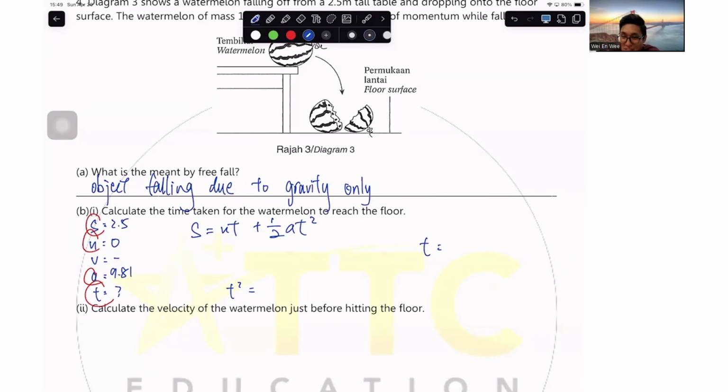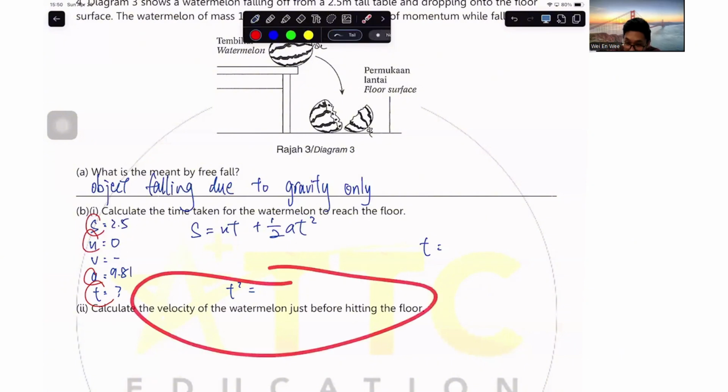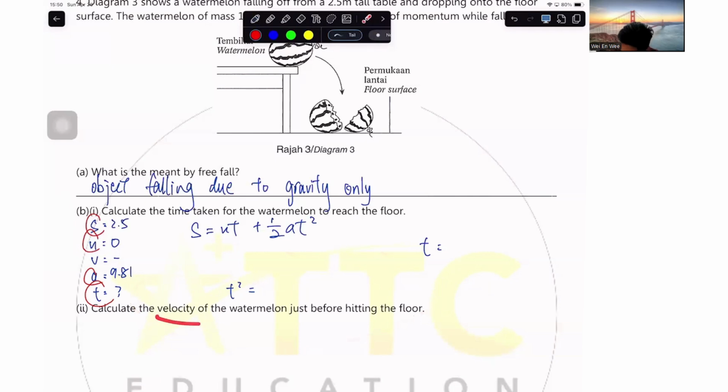Is the final velocity the velocity before hitting the floor? Yes, correct. Later, in this question, this is the final velocity, the velocity just before hitting the floor.